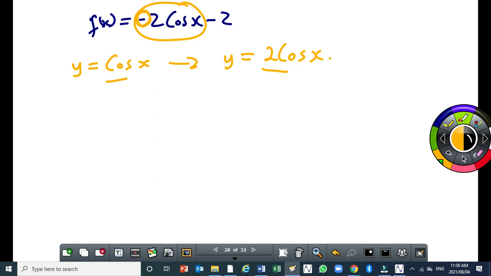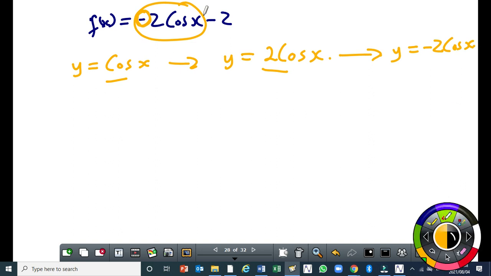Right. So the second thing which happened is that this graph is now transformed by a reflection about the x-axis. Therefore, the new equation becomes y equal to -2 cos x. After that, the graph was moved by 2 units downward. So the final equation becomes y equal to -2 cos x minus 2.